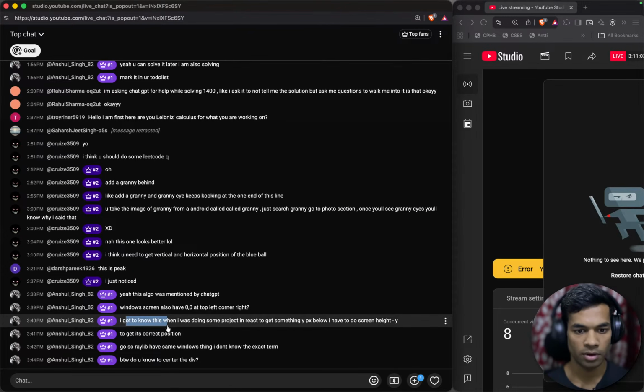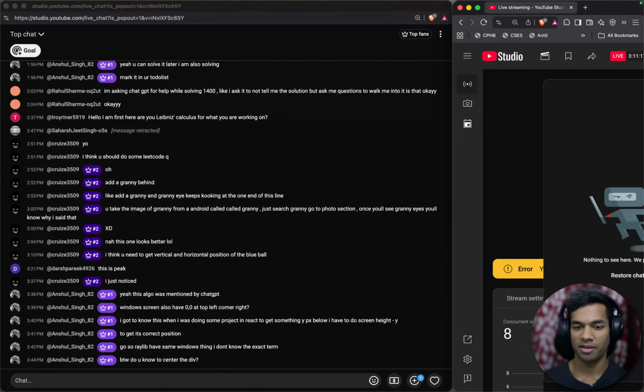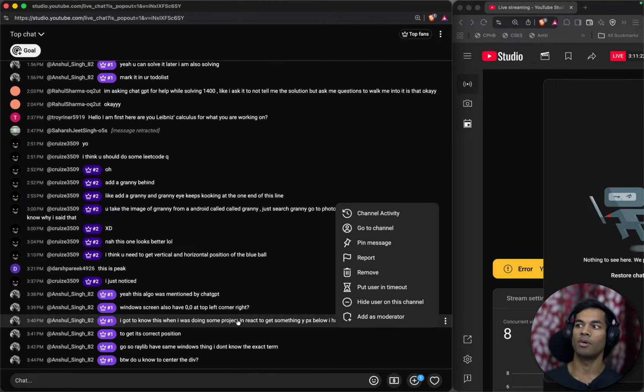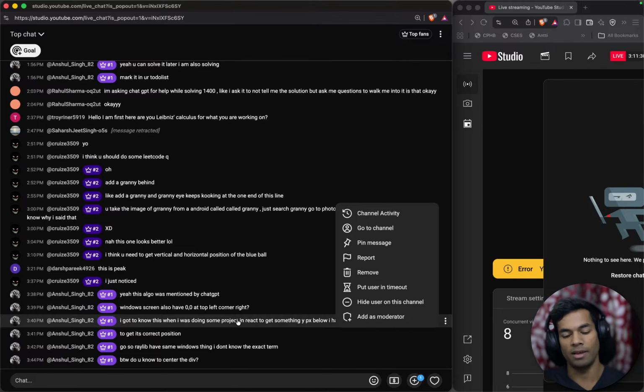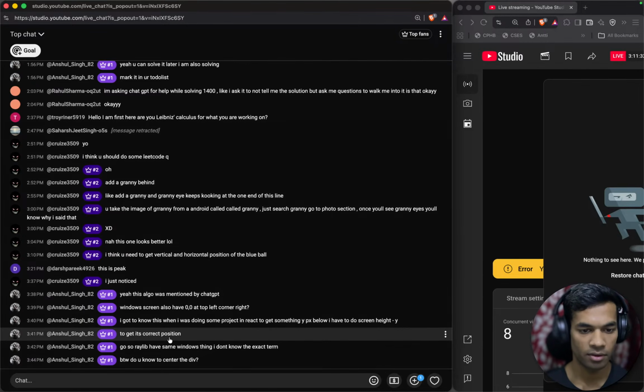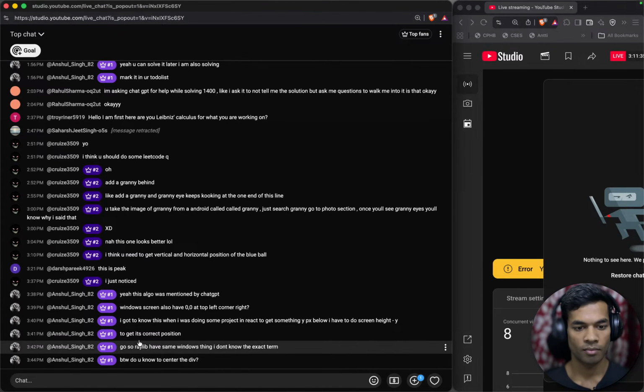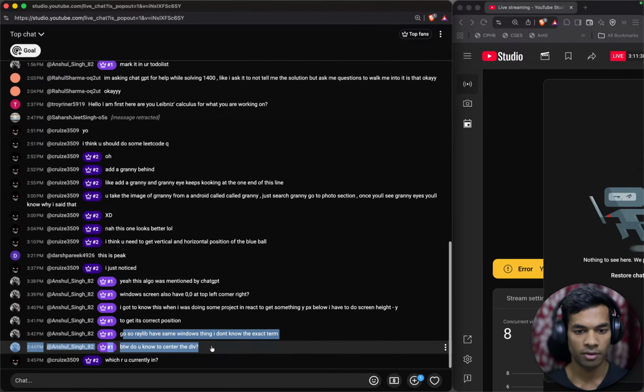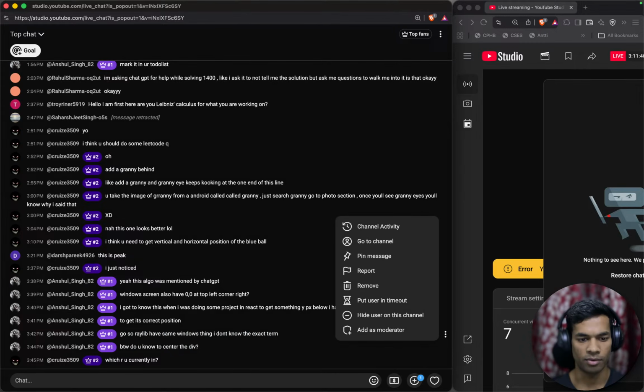Okay, I got to know this when I was doing some project in React to get some Y pixel below. Y pixel below, I have to do some, yeah, height minus Y. To get its current position. Height minus Y. Okay, so you are doing height minus Y to get the Y coordinate as it would be if the bottom left was the origin. That is nice. And so Raylib has some window thing. I don't know the exact term. Yeah, window thing.